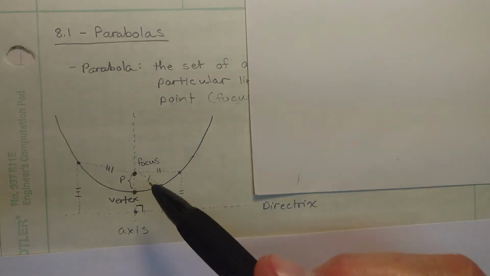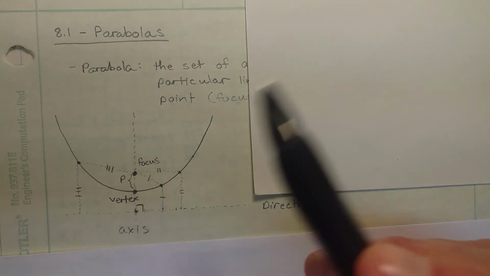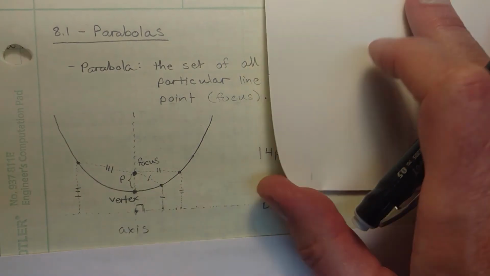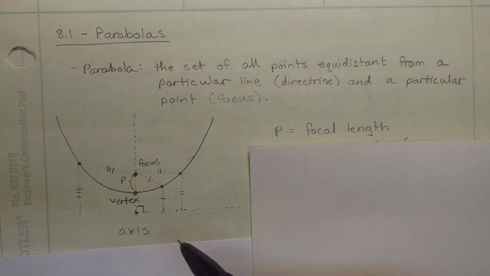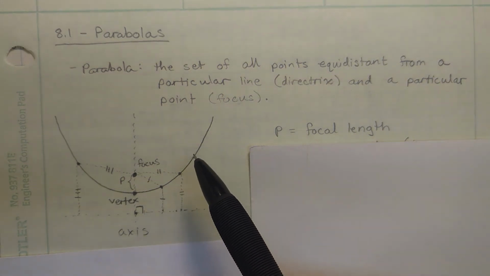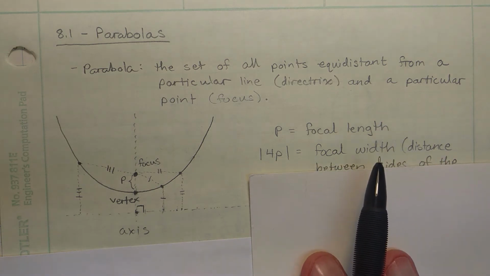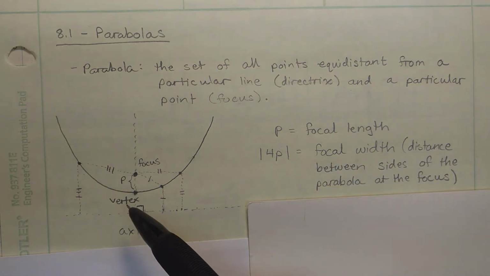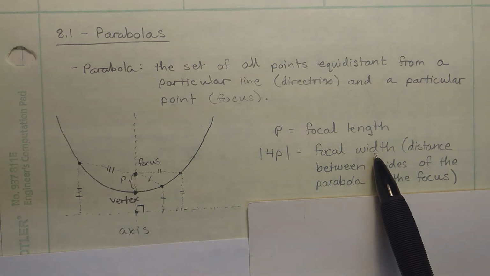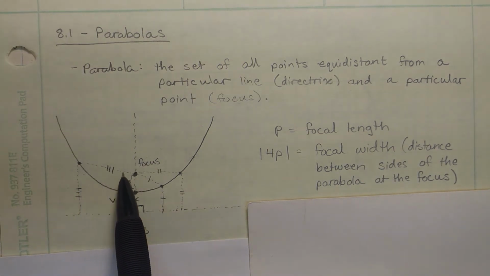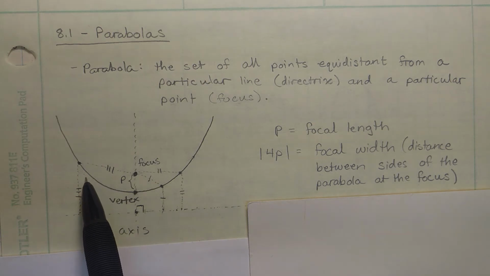Couple important things. This distance from the focus to the vertex we label as p, and we call that the focal length. This distance that we call the absolute value of 4p is what we call the focal width. It is actually the width of the parabola at the focus.